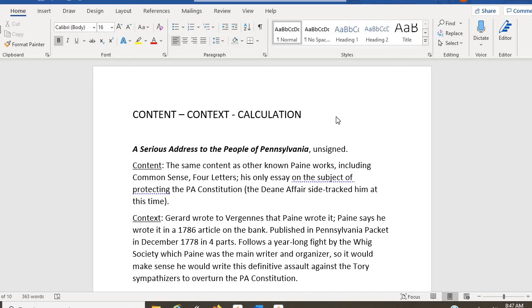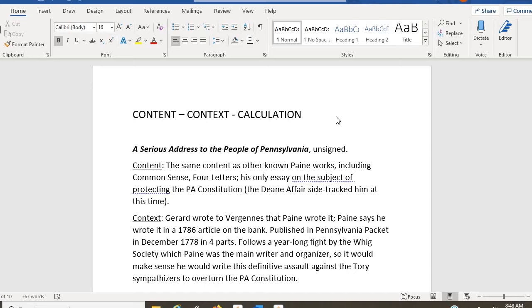The context is how the article was produced. In other words, was the author in the city in which it was printed? If not, how do you explain how it was printed in a different city or even a different country? Did the author have a relationship with the printer? Normally, writers use the same outlet over and over again because they have a working relationship with the printer. And then the calculation, which is this software.